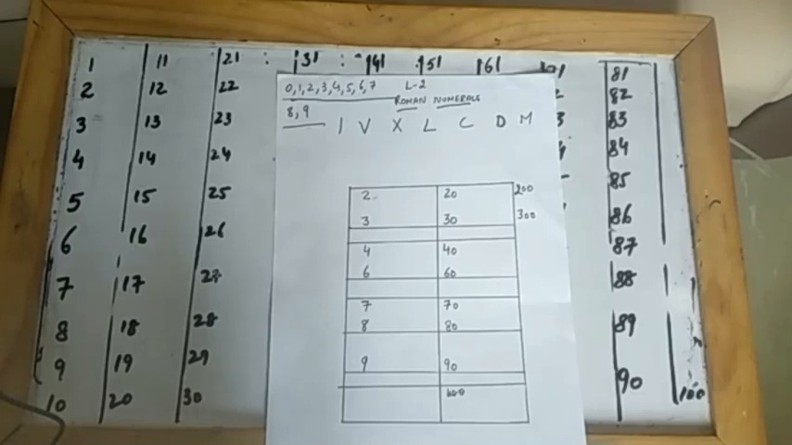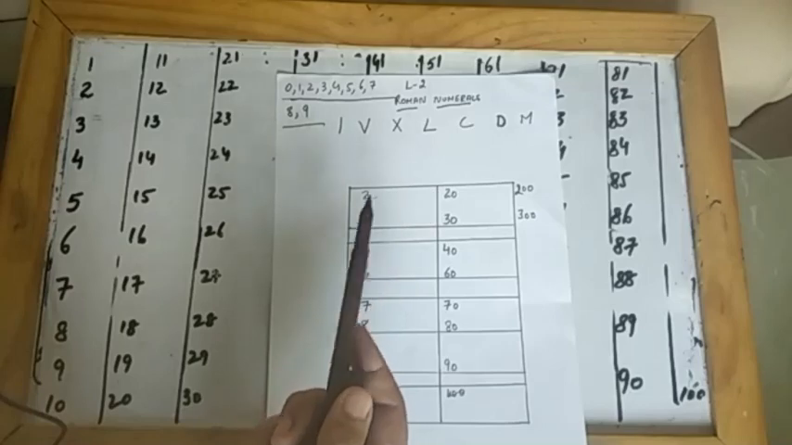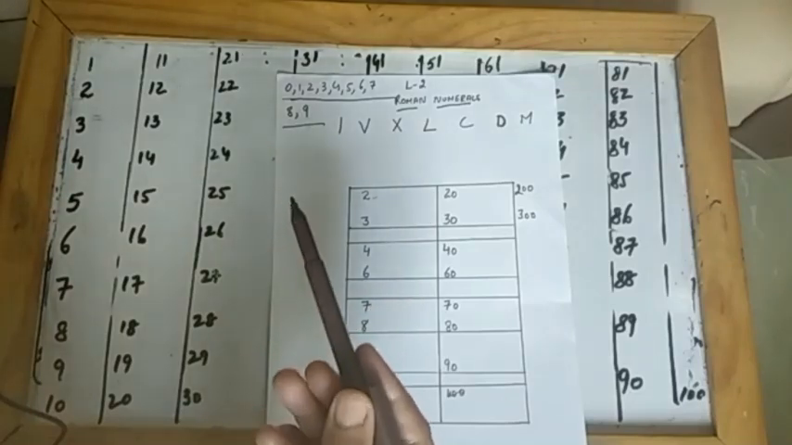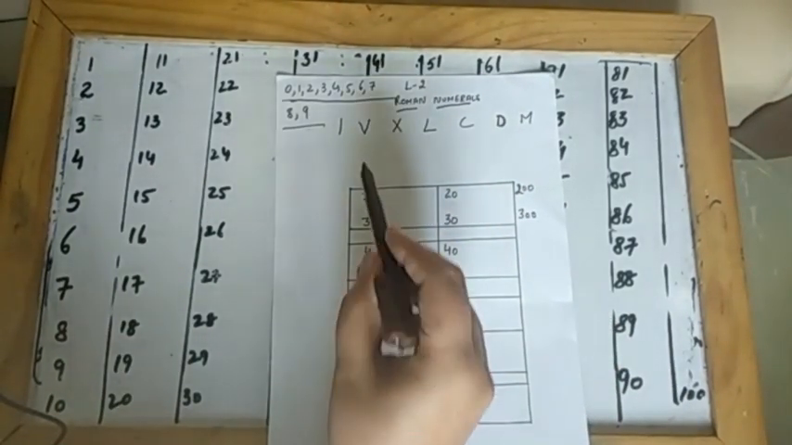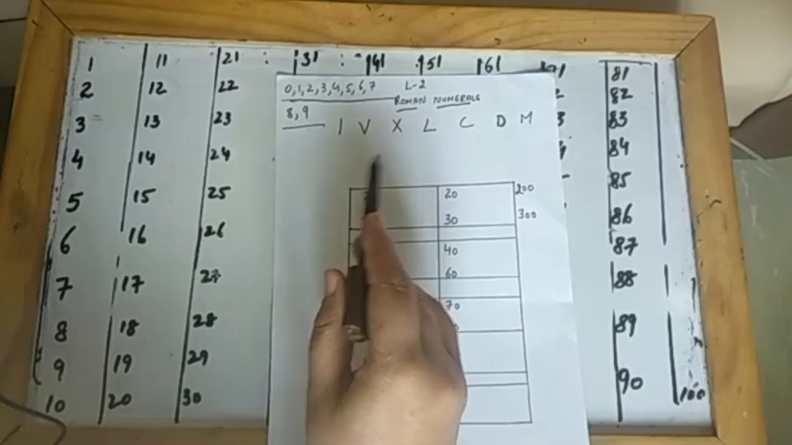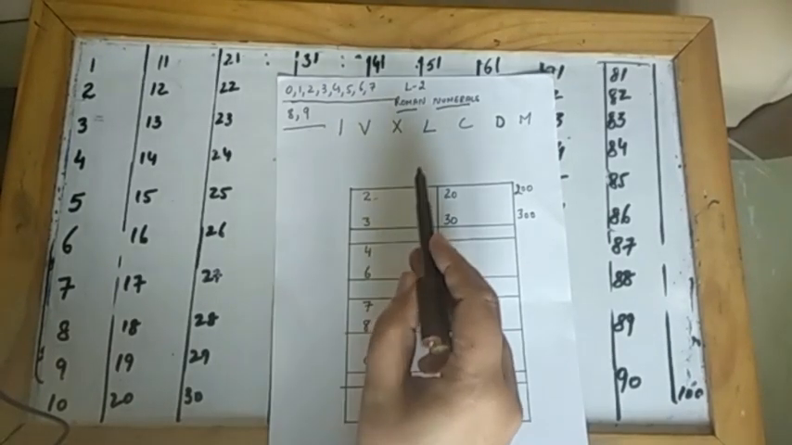But the Romans used a different system. They had a different system of writing the numbers. They used 7 letters from the alphabet. You know the alphabets A, B, C, D, E. From those alphabets, they have 7 letters which they use for writing the numbers, and they have no numeral for 0.